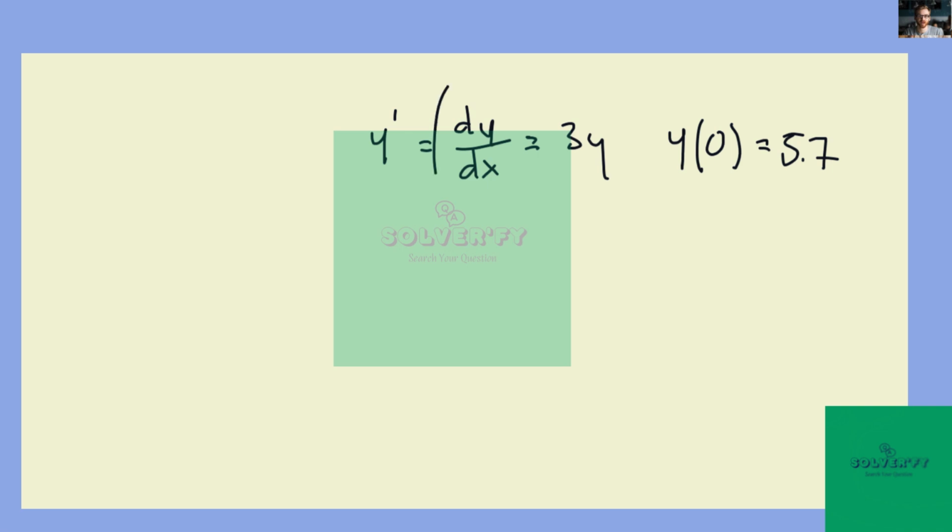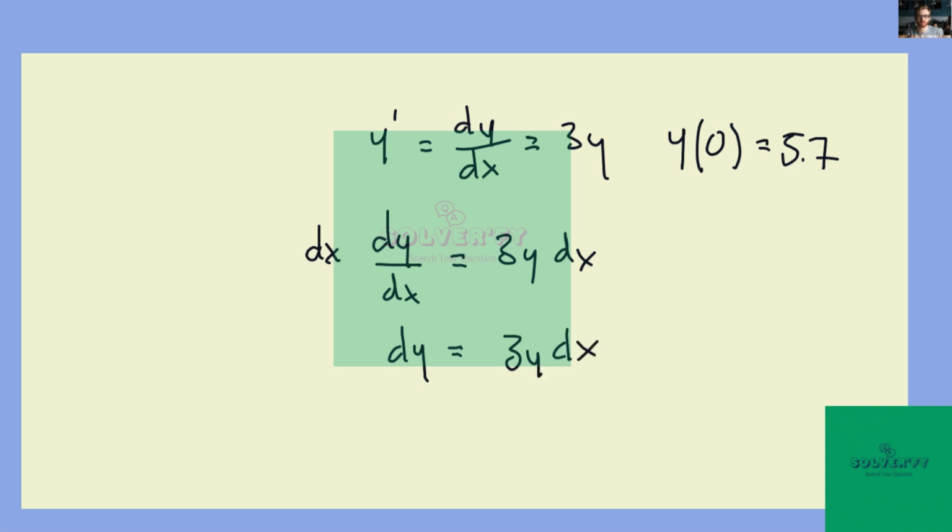Well, I like to take the right-hand side of this, the dy over dx, which we are told is equal to 3y. And then we do a little bit of algebra magic. We multiply both sides by dx. So what we end up with is that dy is equal to 3y dx.